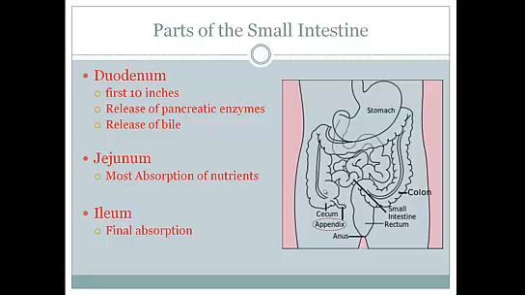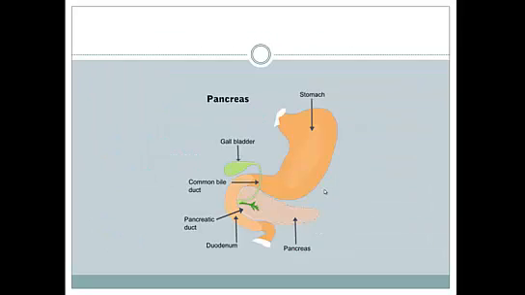So like I said, there's 3 different parts. The duodenum, which is a very small part at the very beginning. This is where pancreatic enzymes and bile are going to be released to help with the digestion. The jejunum is where we have the majority of the nutrients actually being absorbed, and the ileum where we have final absorption actually occurring.